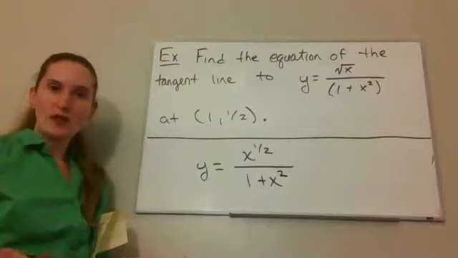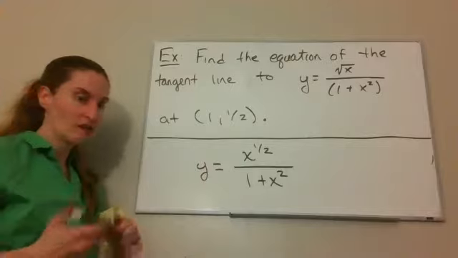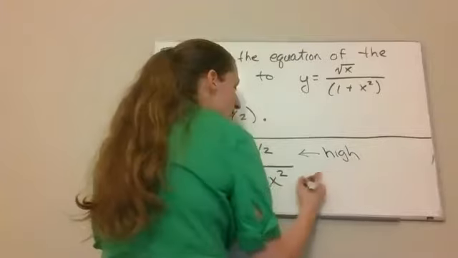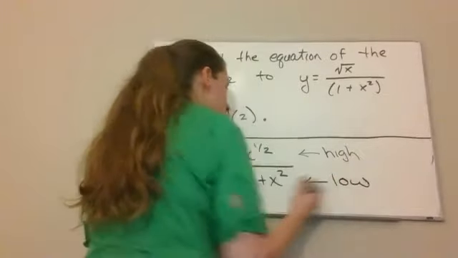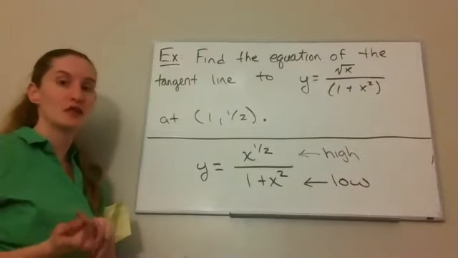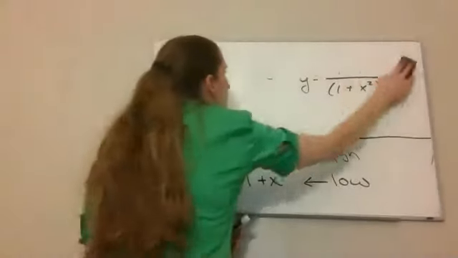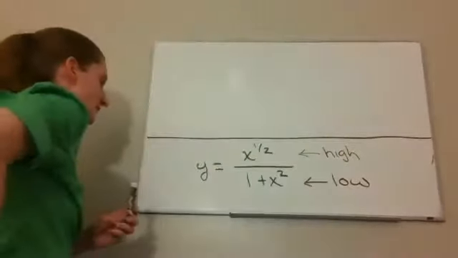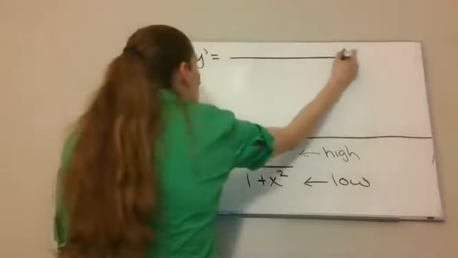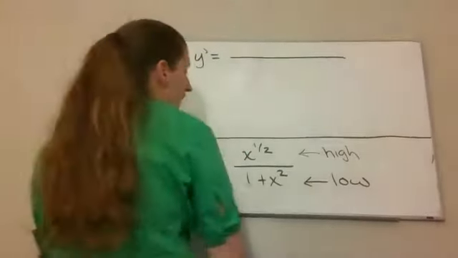Now, what rule are we going to need on this one? It's a quotient rule because I have a ratio of fractions here. So I have my high, and here's my low. I need to take a derivative because the slope of the tangent line is given by the derivative. So let's use our quotient rule to find this derivative. My derivative is equal to low d high minus high d low, square the bottom, and away we go.